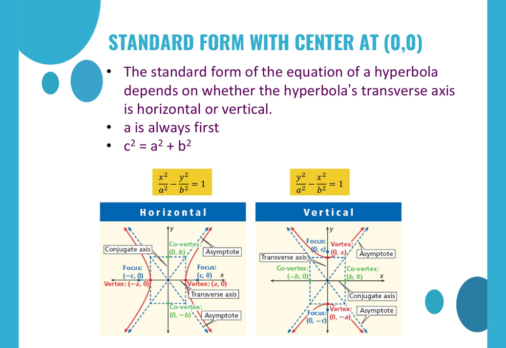Okay, and the biggest two differences, well, three. One, there's a minus between the x squared and the y squared in your equation. That's the major difference in your equation. Second, A is always first this time, not necessarily bigger. Where A is the bigger one on an ellipse, A is always first on a hyperbola. And the other big difference is C squared equals A squared plus B squared. In an ellipse, it's a minus between there.